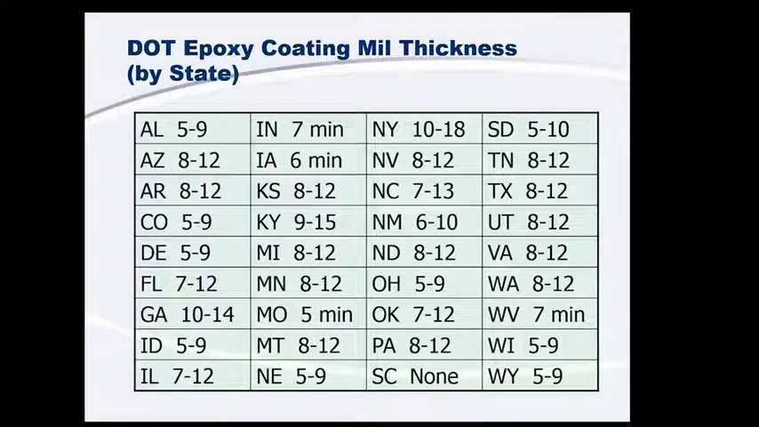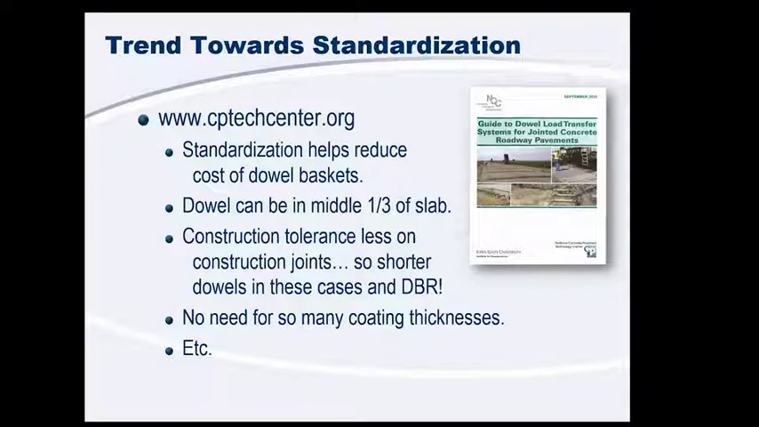Now, the coating thickness required by various states, and I mentioned epoxy coating is the most common thing used. All the different states have different recommendations and different requirements, and you can see here they range all the way down to 5 mils all the way up to 18 mils up in New York. So you can see that there isn't a whole lot of uniformity here, and one of the things that I've been really looking to try to move towards is a standardized design.